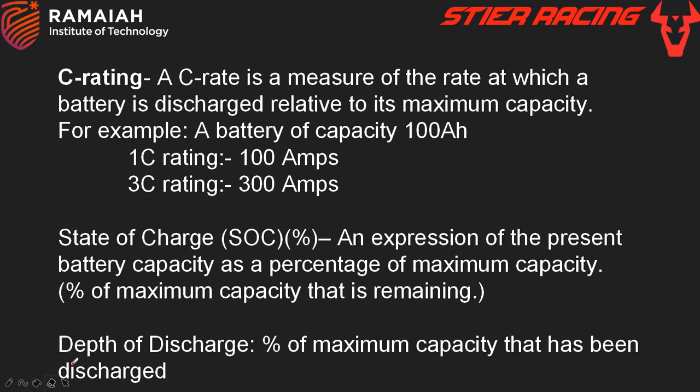So we have another term called state of charge. State of charge is nothing but battery percentage, the expression of the present battery capacity as a percentage of maximum capacity. How much percentage is remaining in that battery is called the state of charge. There is another term called depth of discharge, also called DOD. The percentage of maximum capacity that has been discharged is called depth of discharge, and how much charge is remaining in the present state is called state of charge. So they are exactly opposite of each other.